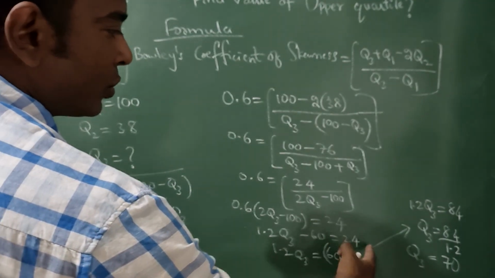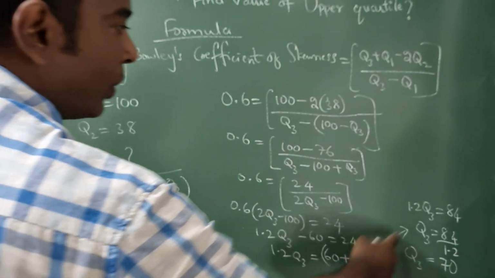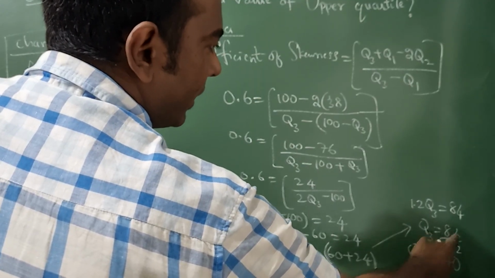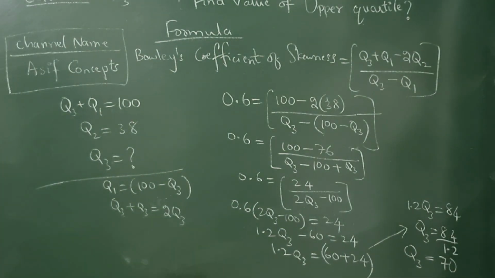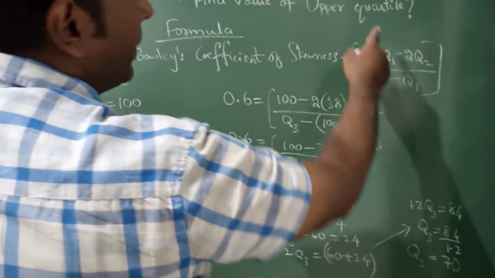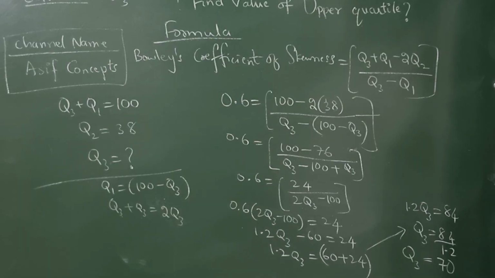Minus 60 goes to the right hand side, it will become plus 60. 60 plus 24 is 84. This 1.2 goes to the denominator. 84 divided by 1.2 is 70. Find the value of upper quartile, that is Q3 is equal to 70.